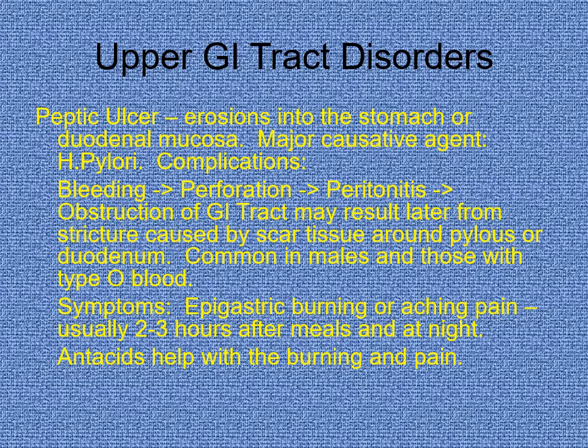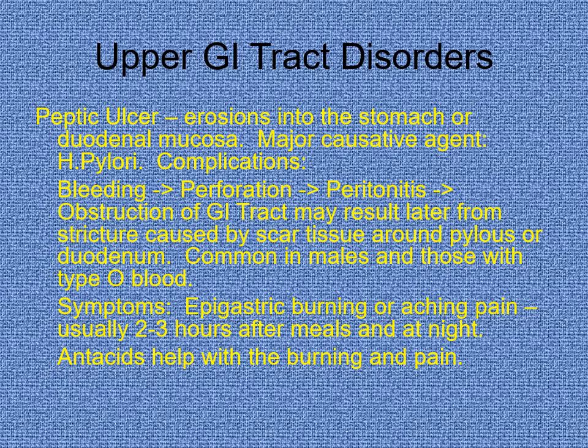Now we move on to peptic ulcers. Usually appear as a single, small, round cavity with smooth margins that penetrate into the submucosa. Gastric and duodenal ulcers can erode into the stomach muscularis and cause bleeding that can be detected by the presence of anemia or occult blood in stool. The major causative agent is Helicobacter pylori, but other metabolic and biochemical imbalances can be to blame. Complications: bleeding, perforation, peritonitis, obstruction, common in males and those with type O blood.